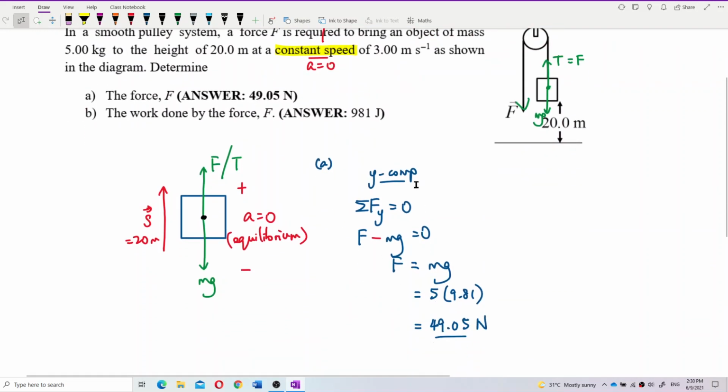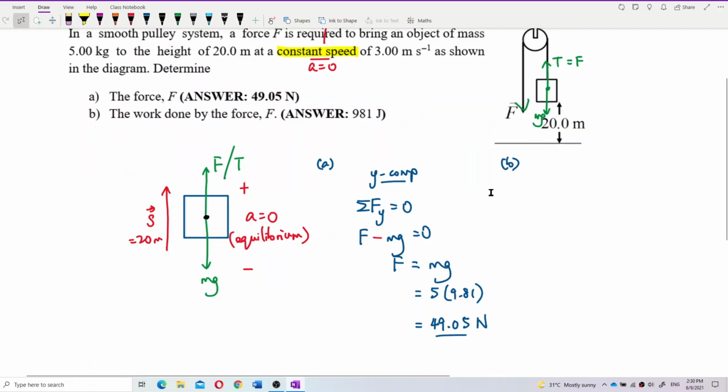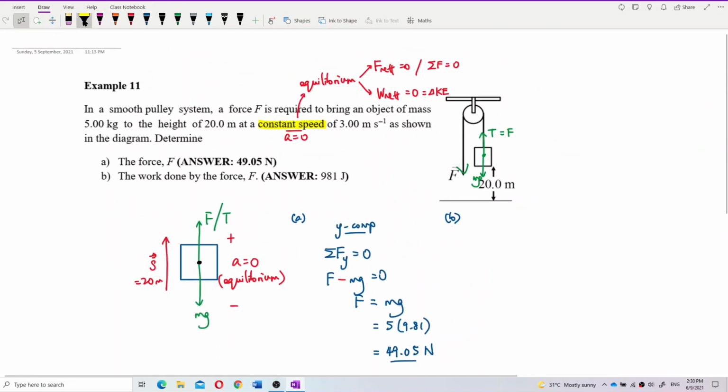Okay, question B. Just now I already applied the first concept about equilibrium. I used the net force equal to 0. In this condition, the total force in the y component is 0. So I got the force F. Actually the force F is equal to mg.